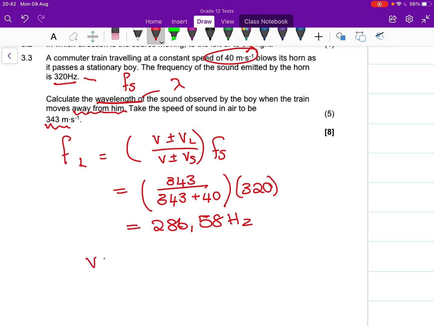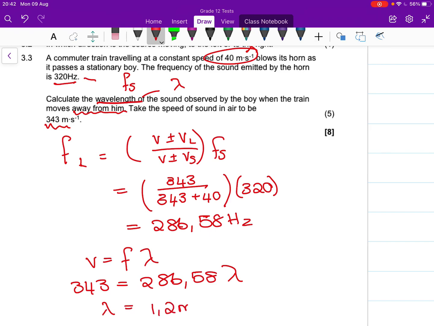Now you made a mistake which I saw far too often. A lot of you recognized I need to use v equals f lambda. But you got confused with what this v is. This is the speed of sound, not the speed of the train. The speed of sound didn't all of a sudden become 40. This is 343. This is 286.58. I want lambda. So lambda becomes 1.2 meters. A lot of you used 40 instead of 343. Silly mistake. You lost 2 marks for that. Okay, so you just need to be careful with that. This v is the speed of sound, not the speed of the source.